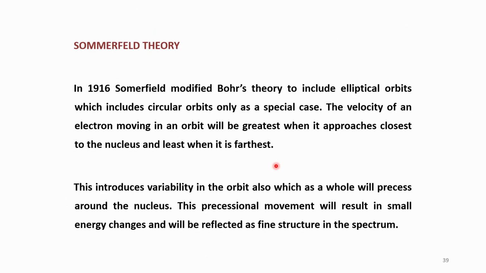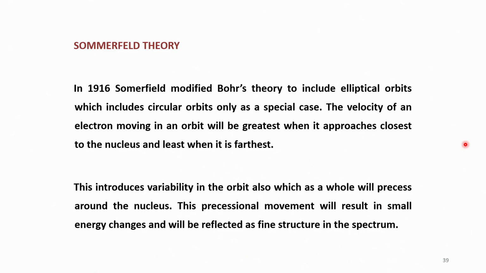Now, we also want to know a little bit about the Sommerfeld theory. In 1916, Sommerfeld modified Bohr's theory to include elliptical orbits instead of stationary circular orbits. So, circular orbits form only a special case of elliptical orbits, because elliptical orbits have two axes A and B. When A is equal to B, we have a circular orbit. So, the velocity of an electron moving in an orbit will be greatest when it approaches closest to the nucleus, and least when it is farthest.